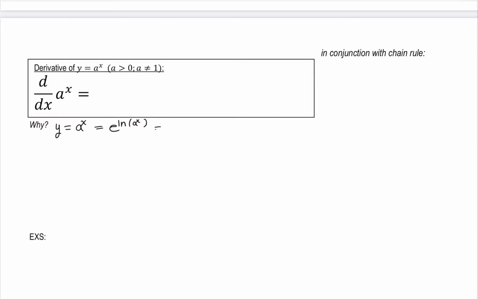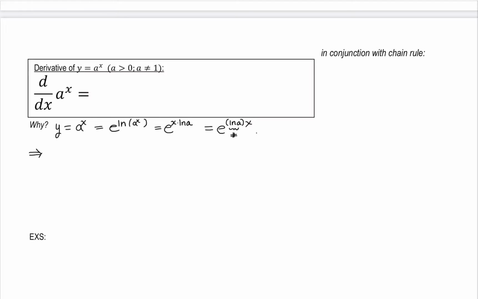Well, I have a property of log, so just focusing on what's in that exponent, that says I can bring x down as a multiple in front of that natural log of a. And now I really want you to think about a as a number, so it's just a constant. So natural log of a is just a number, times x. Just think of it that way.